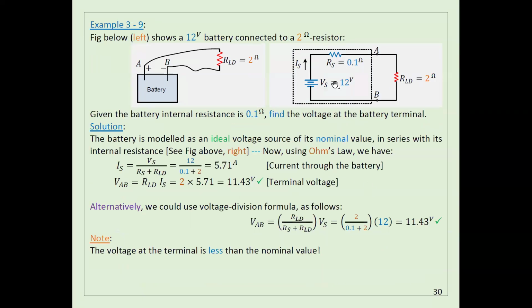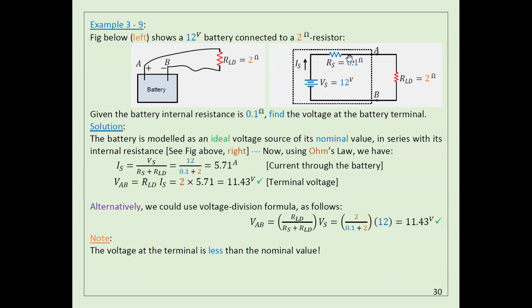So here I give you a numerical example to understand the impact of the internal resistance. Okay, so here I connect the battery to a 2 ohm resistor. So this battery is going to be equivalent to an ideal voltage source, 12 volt, and also an internal resistance, which is a small one, 0.1 ohm. All the time, that's how it is.